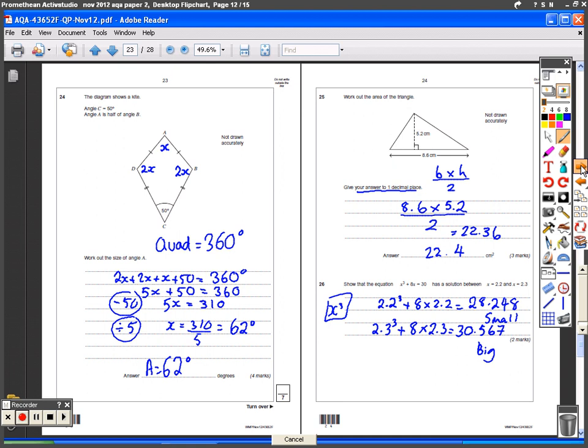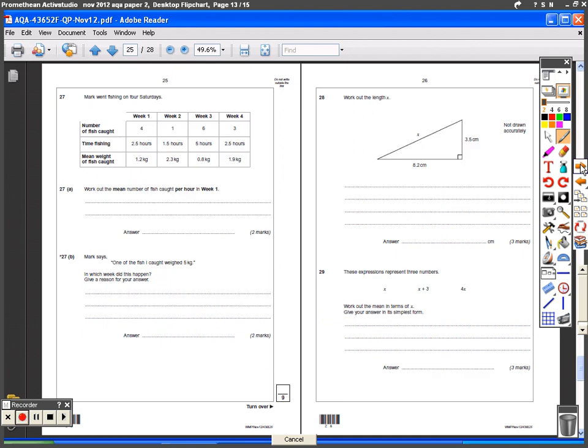Okay, next question, 27. Mark went fishing on 4 Saturdays. Get your head around the table, read it carefully before you rush in and read the question and answer. Work out the mean number of fish caught per hour in week 1. So they have highlighted it, but it's still quite tricky to miss this information. So the mean number of fish caught per hour in week 1. So we've got an answer there was 4 fish caught in week 1.